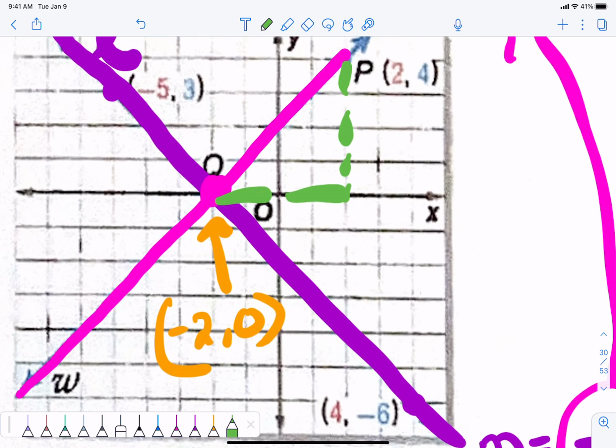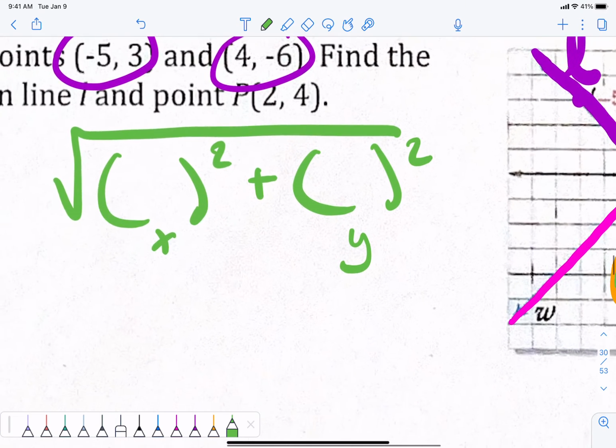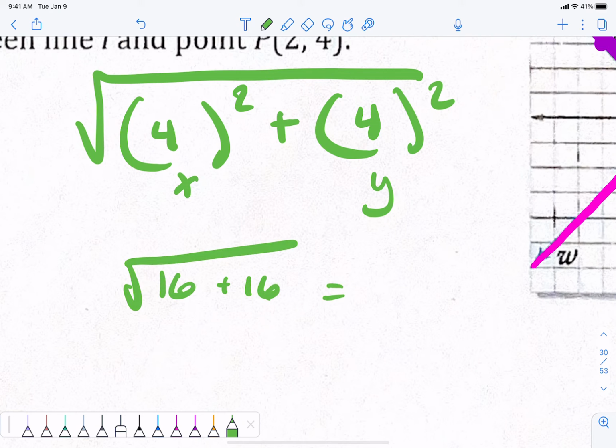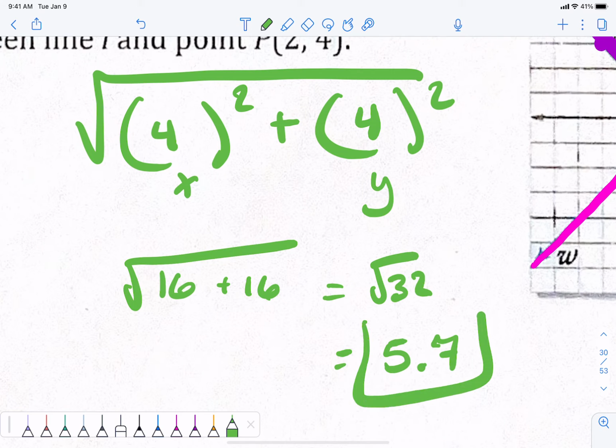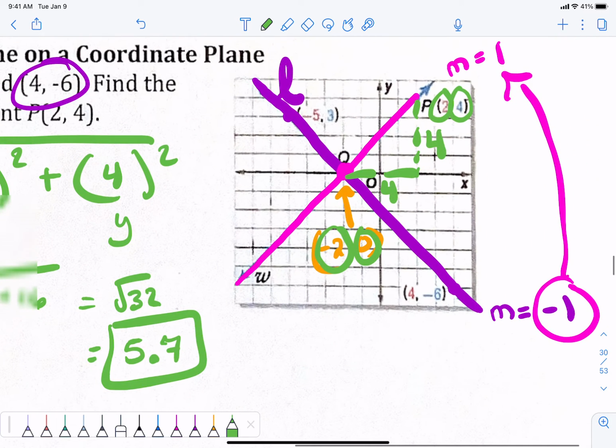So in the x direction, you're going from -2 to +2. That is a distance of 4. 4 in the x direction and 4 in the y direction, from 0 to 4. So it's 4 and 4. You take 4 squared plus 4 squared and the square root of that. So 16 plus 16, square root of 32. And that is 5.7. If you do it on your calculator, 5.7 is what we came up with. So the distance between those is 5.7 units.